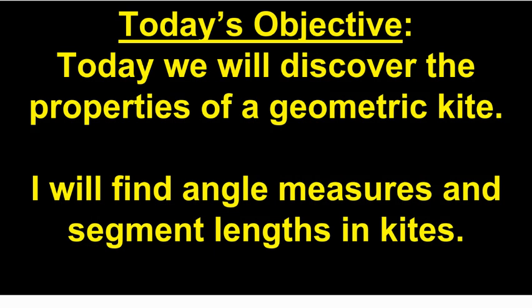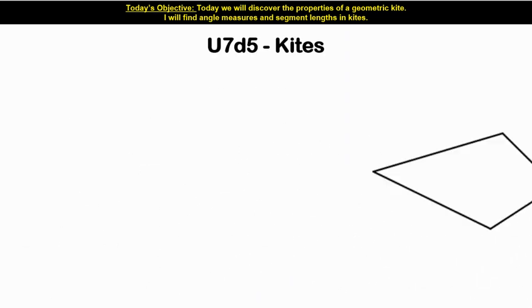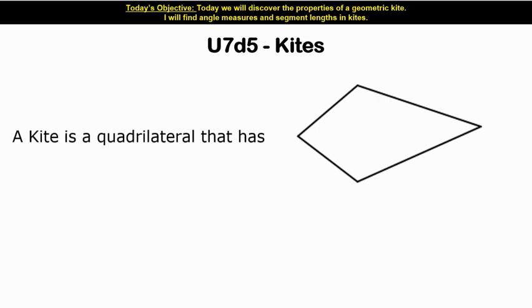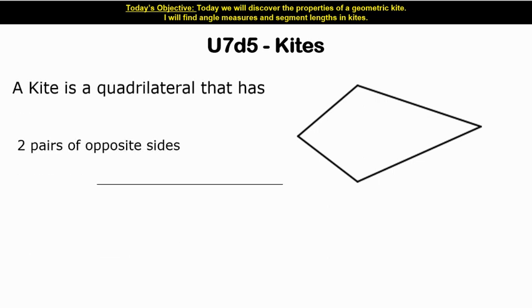Now let's get into kites. Today we're going to discover the properties of a geometric kite. I will find angle measures and segment lengths in kites. A kite is a quadrilateral, 4 sides, interior angle sum of 360, that has 2 pairs of opposite sides non-congruent. What that means is if I know what one side is, the side across from it has to be something different. It has 2 pairs. That's 1 pair. Here's the other pair. Opposite sides are not congruent.